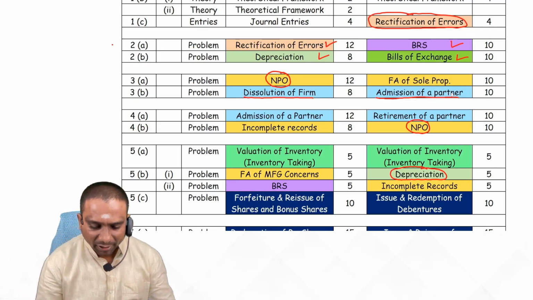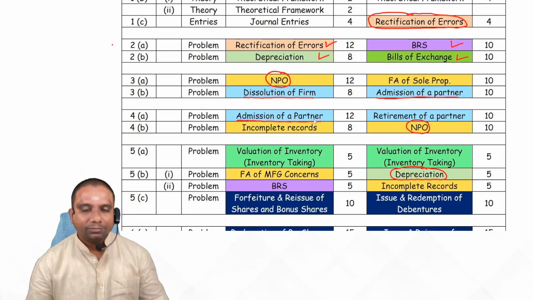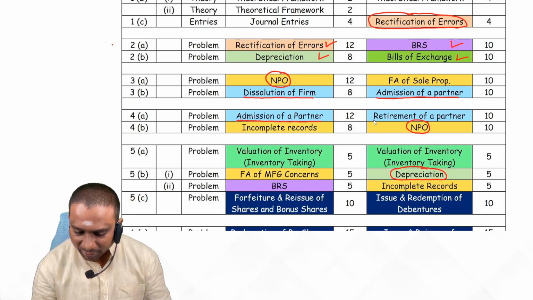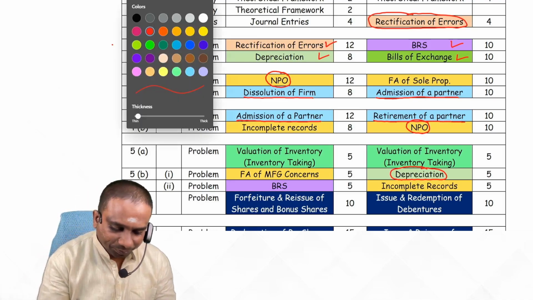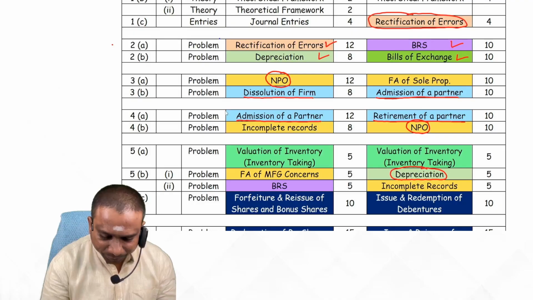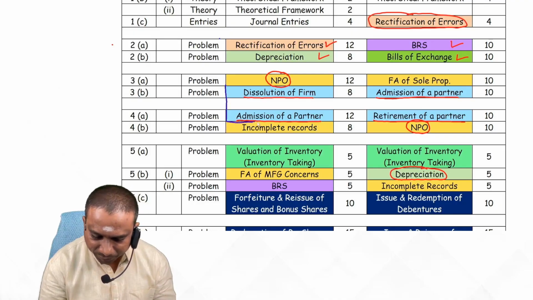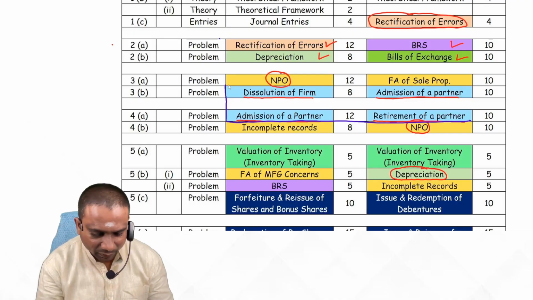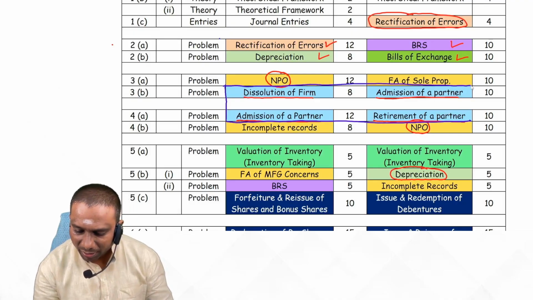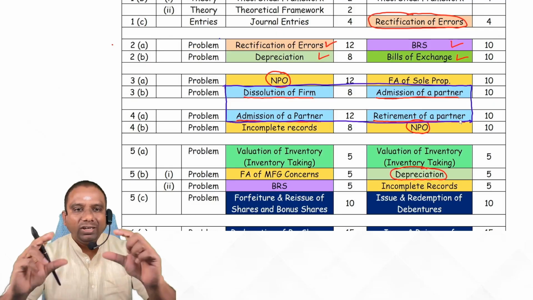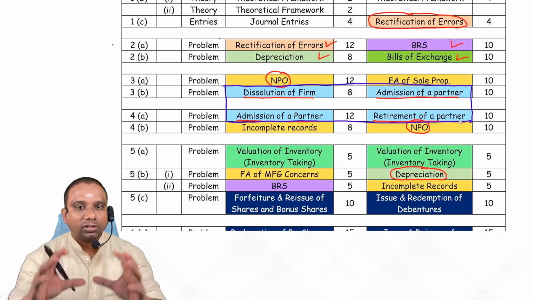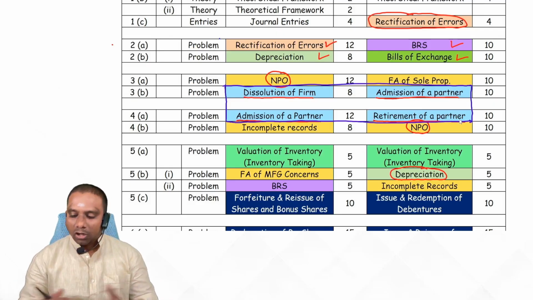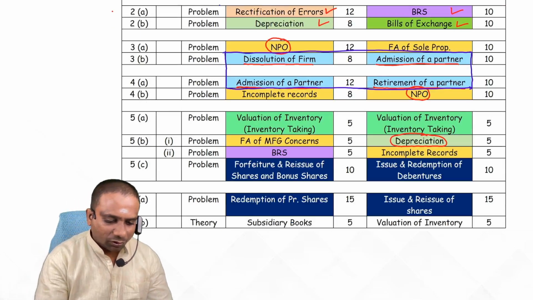Next, 4A, they have asked admission of a partner. In September 24, they have asked in the same place retirement of a partner. Observe, students, based on the 2 attempts, 3B and 4A is fixed for partnership accounts. Observe carefully, students.